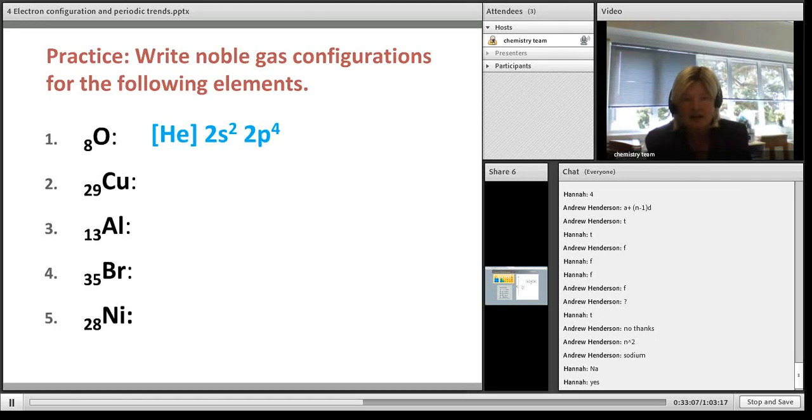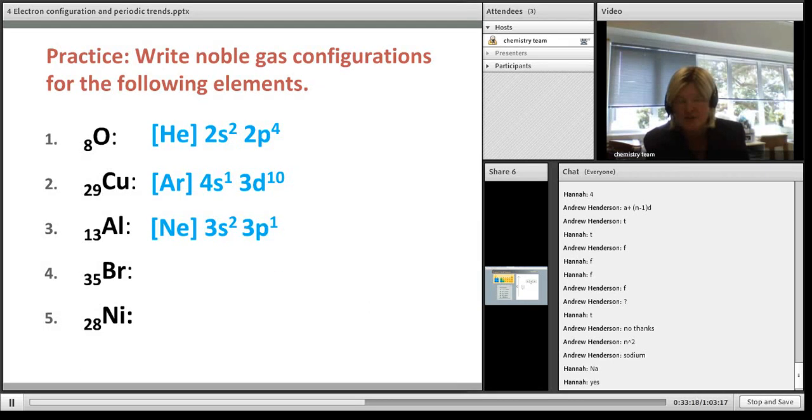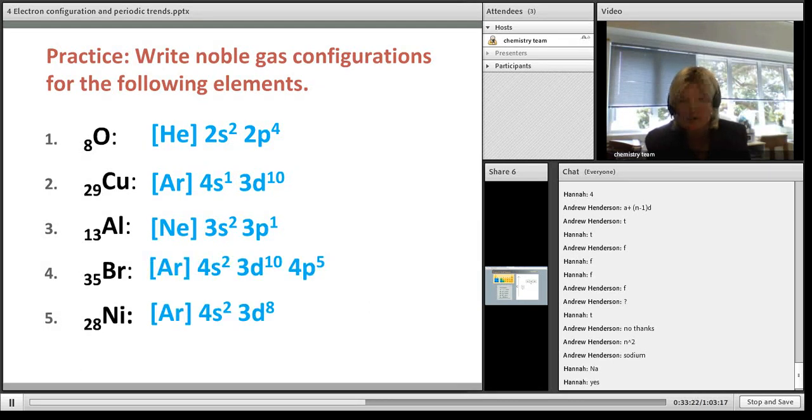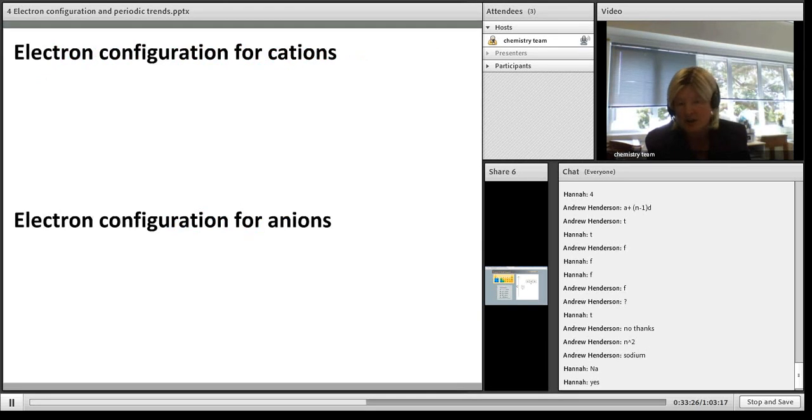Right, and then this, I'm just going to quickly say, okay, oxygen, the preceding noble gas is helium. Copper, the preceding noble gas is argon, and remember it's an anomaly, so 3d10, 4s1. Aluminium, it's neon. Bromine, it's argon. Nickel is also argon. Okay, and that's just because we're running out of time.